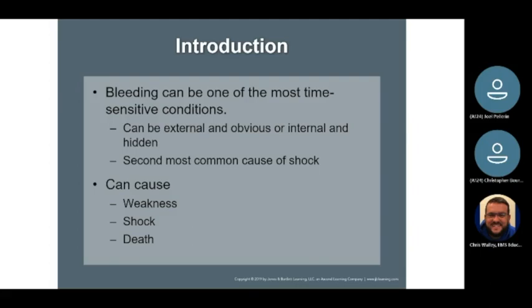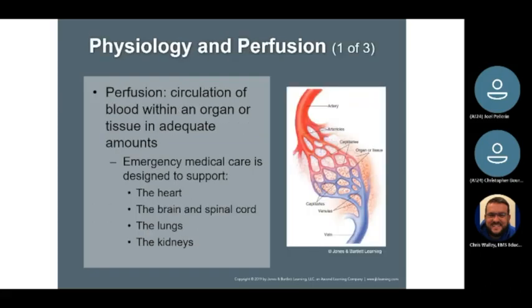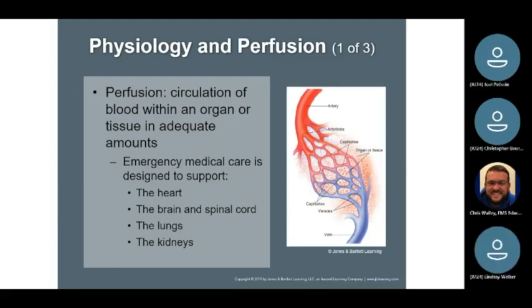But anyway, hypovolemia can cause weakness, shock, or death. So bleeding can be one of the most time-sensitive conditions you will face as an advanced medical technician. Bleeding can be external and obvious, or internal and hidden. And like we said, it is the second most common cause of shock. Perfusion is the circulation of blood within an organ or tissue in adequate amounts to meet the cells' current needs for oxygen, nutrients, and waste removal.